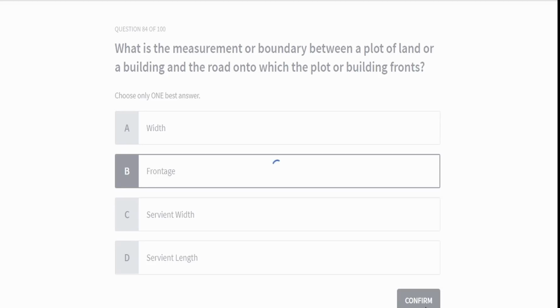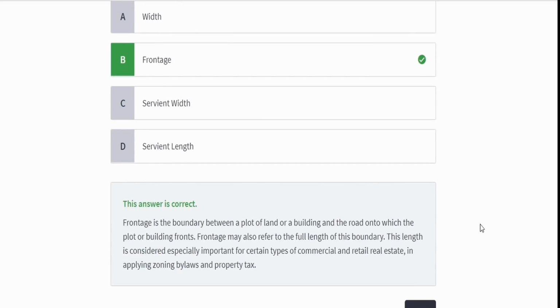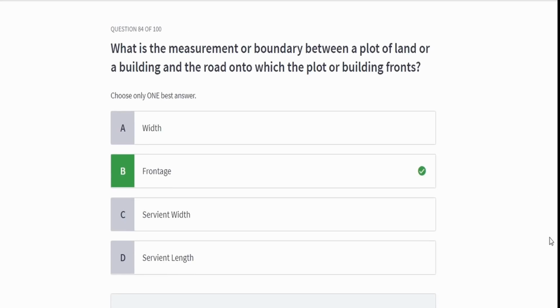It's frontage. Again, by definition, frontage is the boundary between a plot of land or a building and the road onto which the plot or building fronts. Frontage may also refer to the full length of this boundary. This length is considered especially important for certain types of commercial and retail real estate in applying zoning bylaws and property tax. So again, just another one of those vocab terms that you got to be familiar with.